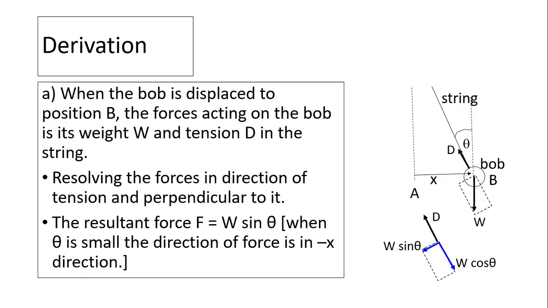The resultant force F, so that force there is balanced by W cos theta. Remember when theta is small, this is like horizontal already, and then this is also like horizontal. That resultant force is horizontal.